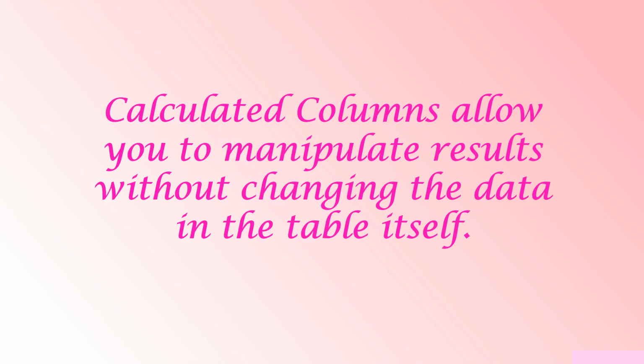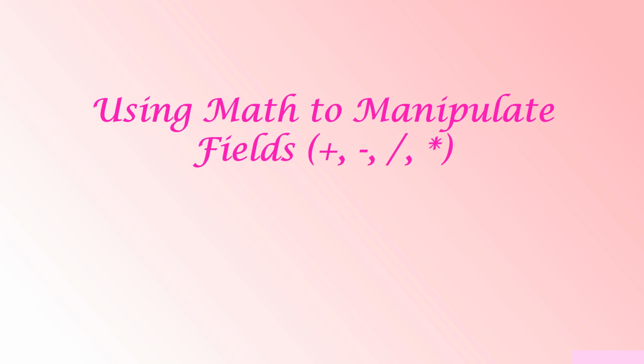So now that we have an example of a constant, let's talk about what a calculated column is. Calculated columns allow you to manipulate result sets without changing the data in the table itself. The first way you can manipulate the values in a result set is to add a mathematical calculation. Let's take a look at what we mean by that with an example.